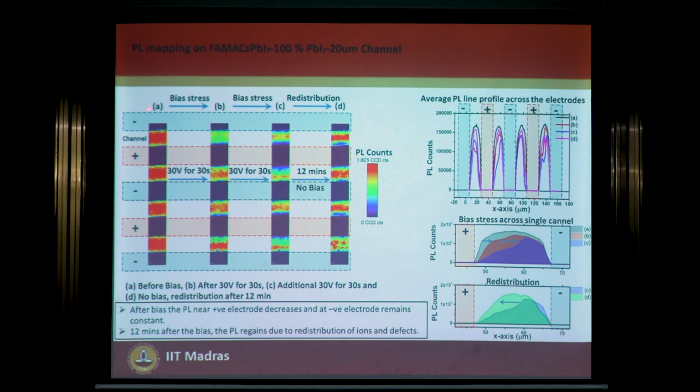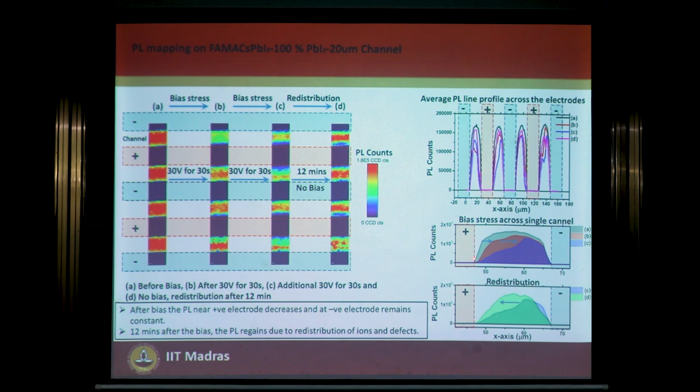What we see here are the cathodes and anodes going across the device. The resolution of the confocal is less than 1 micron. We are not in the 200 nanometer region, but we are okay because the channel length is in the range of 10 micron and above. Before bias, we see a pretty uniform PL across the channel, but as you start applying the bias, you start to see PL changes happening. To make it clearer, we have plotted it here.